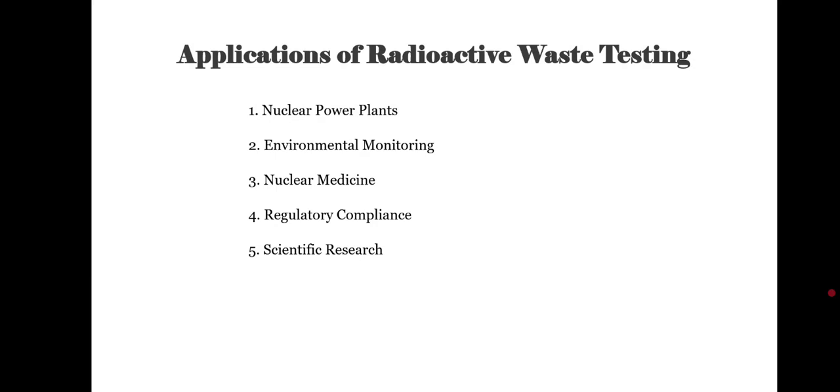So, where is all this testing used in the real world? First of all, we will see it in nuclear power plants. In nuclear power plants, it helps monitor radioactive levels in spent fuel and operational waste. It enables classification of waste as low level, intermediate, or high level. It assists in ensuring safety protocols and reducing radiation hazards for workers and the environment.